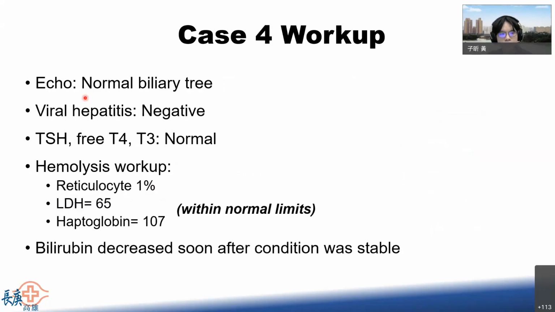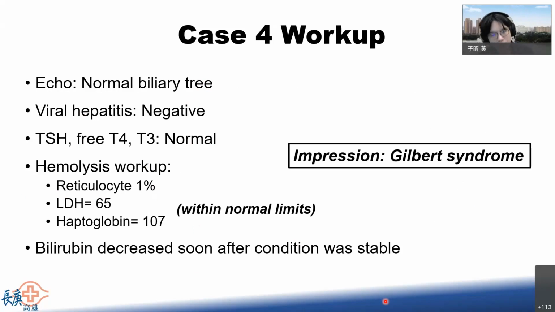So our patient, the echo was done and the biliary tree was normal. There was no obstruction or biliary tree dilatation. Viral hepatitis survey was negative, and the thyroid function, free T4, TSH, and T3, these lab data were normal. Hemolysis workup, reticulocyte 1%, LDH, haptoglobin were normal. So bilirubin decreased after the patient was managed well. The patient was admitted for appendicitis, right? Bilirubin soon decreased as well.